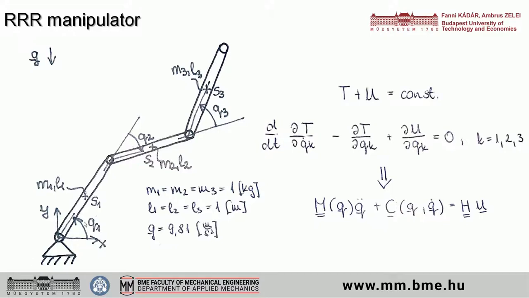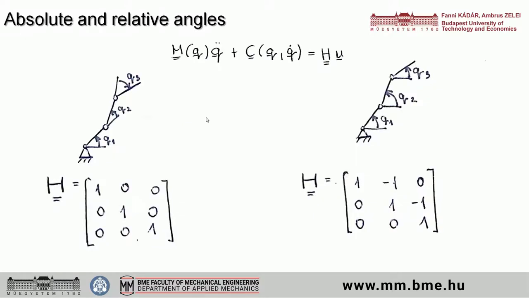As we see here, we use relative coordinates, which is typical for robots. For example, if we consider the Denavit-Hartenberg convention, we realize that there also relative coordinates are used. But the equations of motion could be derived, and this whole study could be accomplished by using absolute coordinates, as we see on the right hand side.